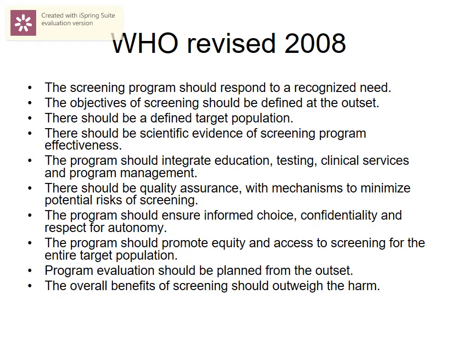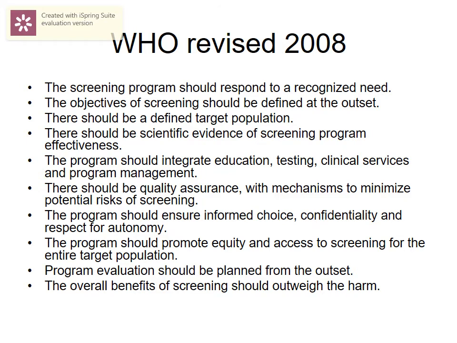The World Health Organization revised screening criteria in 2008 with the intent of clarifying and streamlining. You will see from these criteria that many of the conditions are similar. So a screening program should respond to a known need, and the definition and the goals of the screening program should be defined prior to implementing this program. It makes sense to define a target population, stratifying for population regions or risk groups. There should be evidence that the science supports the effectiveness of a program, and that this program should include education, testing, clinical services, and program management, with the idea of not just doing testing, but also educating the population and seeking improved outcomes.